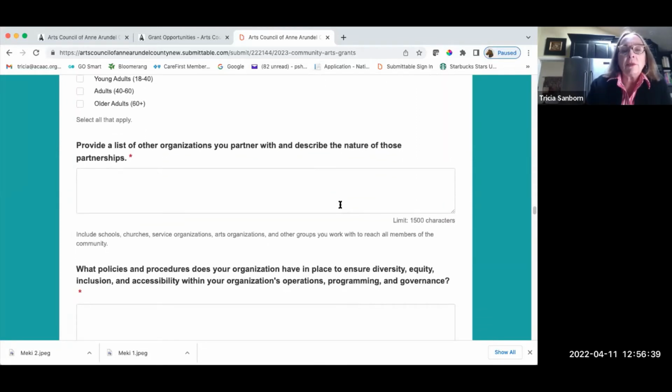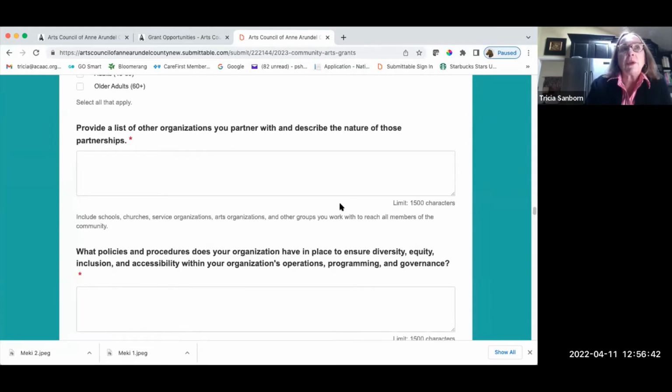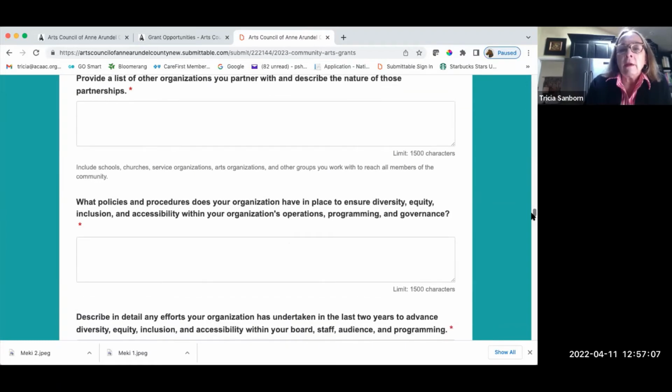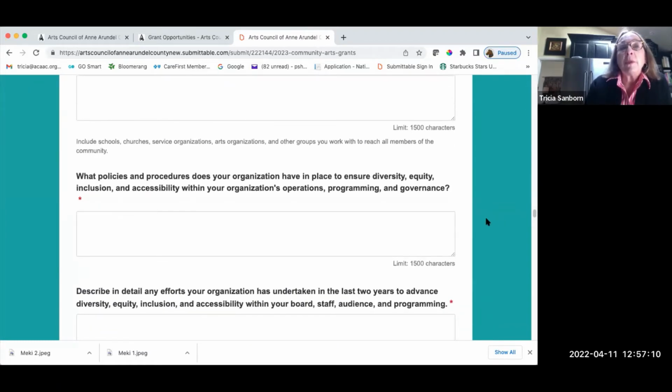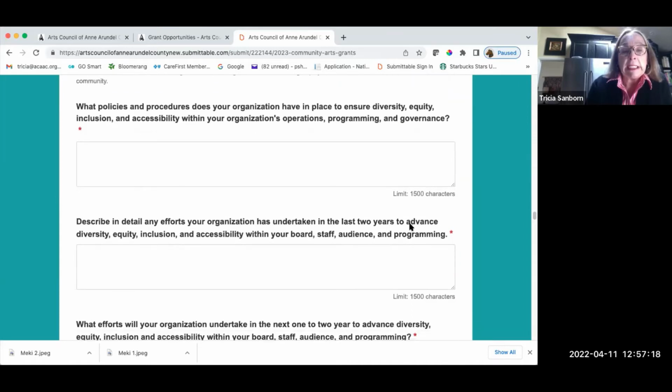Partnerships are huge. Partnerships are a big positive, and we really are seeing that partnerships are the key to reaching bigger and broader audiences. We want to know who you're partnering with, and exactly what each partner brings to that partnership. Here we ask you to delve into what you've been doing to expand DEI in your organization. Policies that you have in place.